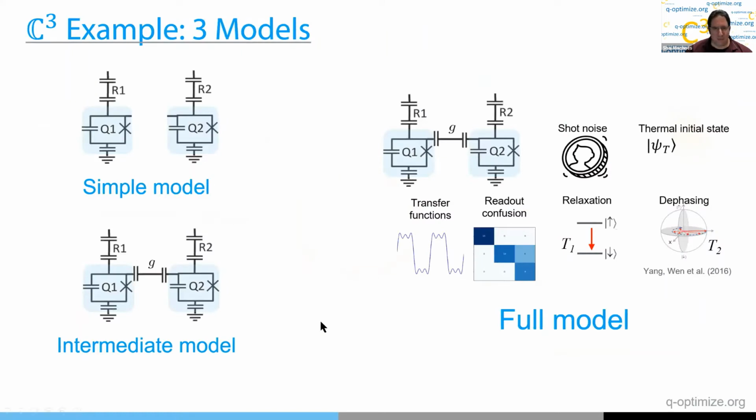And what we'll do is we'll walk through an attempt to understand the system through 3 layers of models. The simplest model is very naive, 2 uncoupled qubits. The second model will couple the qubits, but leave out everything else. And then we have the full model that contains kind of all of the elements.